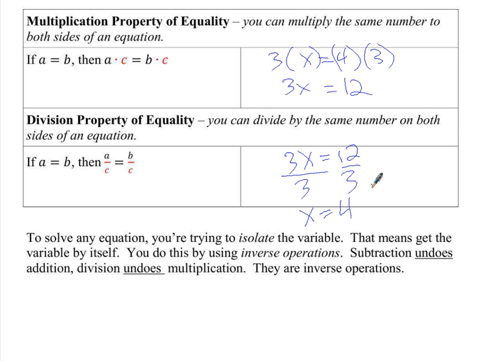So to solve any equation, you're trying to isolate the variable. The word isolate means get it by itself. That's one of your vocab words. That means get the variable by itself. You do this by using what we call inverse operations. All inverse operations do is undo what's being done. So for example, subtraction undoes addition. Division undoes multiplication. Multiplication undoes division. Okay? Those are all inverse operations of each other. So just keep those in mind. Squaring undoes square rooting, just in case you were curious.